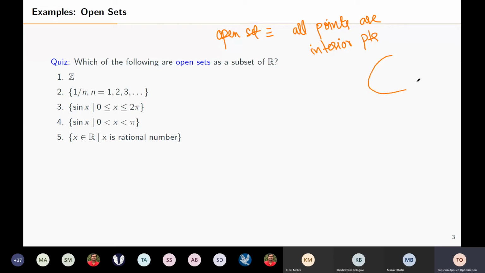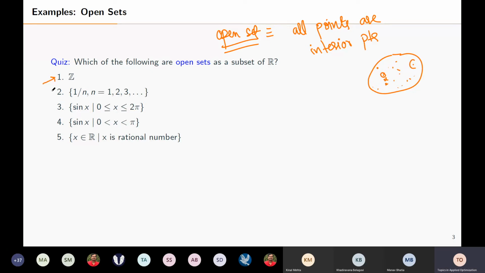A point is interior when I can produce a small enough open ball which is inside the set C. Obviously, I should not be taking something big, because that obviously won't be inside C, but I have the liberty to choose any ball. As long as I can produce a small enough ball around X which is contained in C, then immediately I will declare X to be an interior point. And a set C is open if all its points are interior points. So this is the recall that we did.